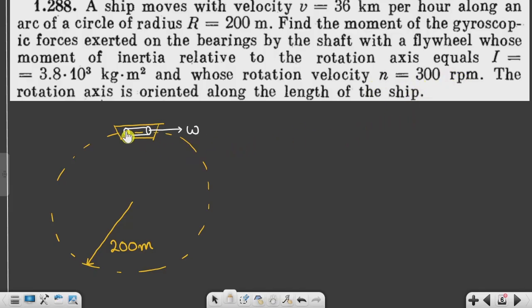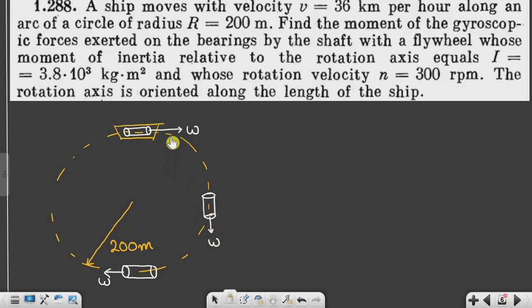Now, if I'm seeing from the top, and this ship is moving in a circular path, is the direction of angular velocity of this bearing changing? Obviously, when the bearing is out here, the angular velocity is in this direction. When the bearing is out here, the angular velocity is in this direction, isn't it? My first question is, if I look from the center, at what angular velocity is the angular velocity vector spinning?